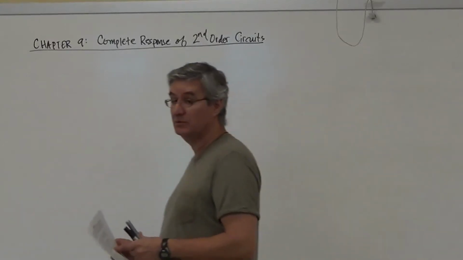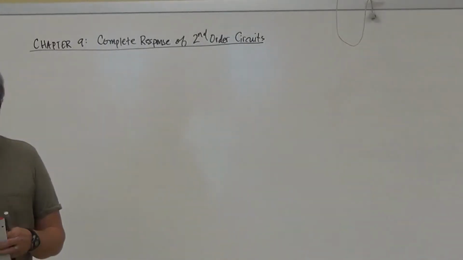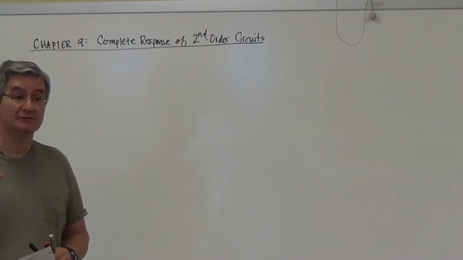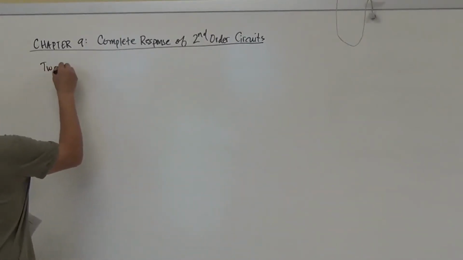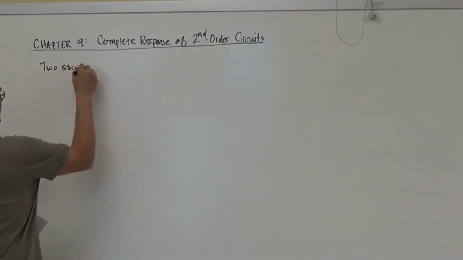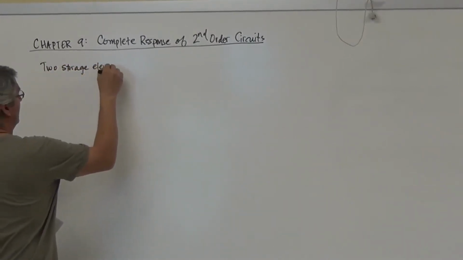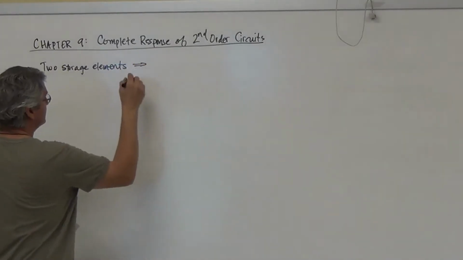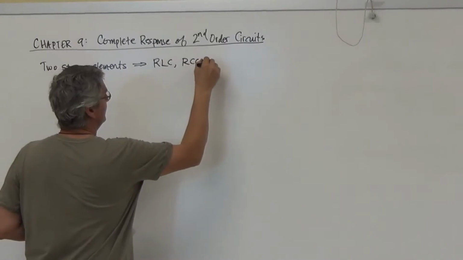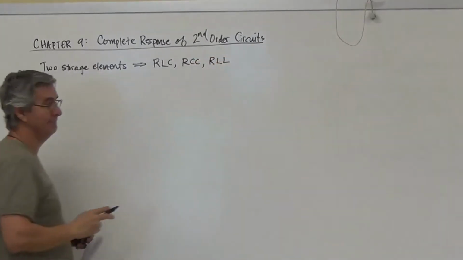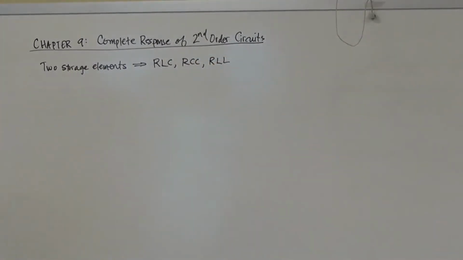We've got two storage elements now, and there are three possible circuits. Which implies that you could get the RLC, the RCC, or the RLL. So it's one of those three circuits that we will be looking at.